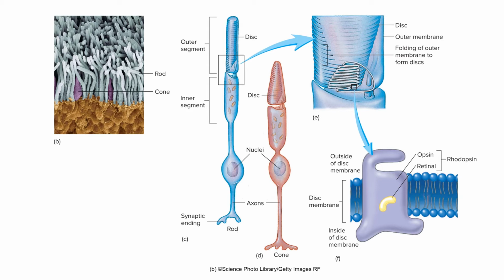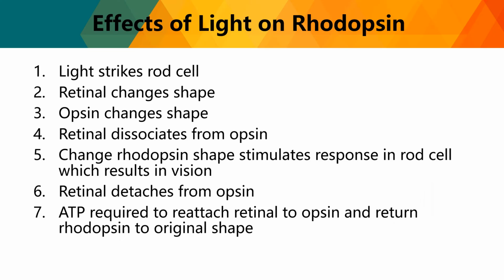Okay, so in the foldings of the outer membrane of the disc, you will see here your disc membrane. So you will see outside of the disc membrane and then the inside of the disc membrane. Okay, so in the disc membrane, you will see there the opsin and the retinal, which are the composition of your rhodopsin.